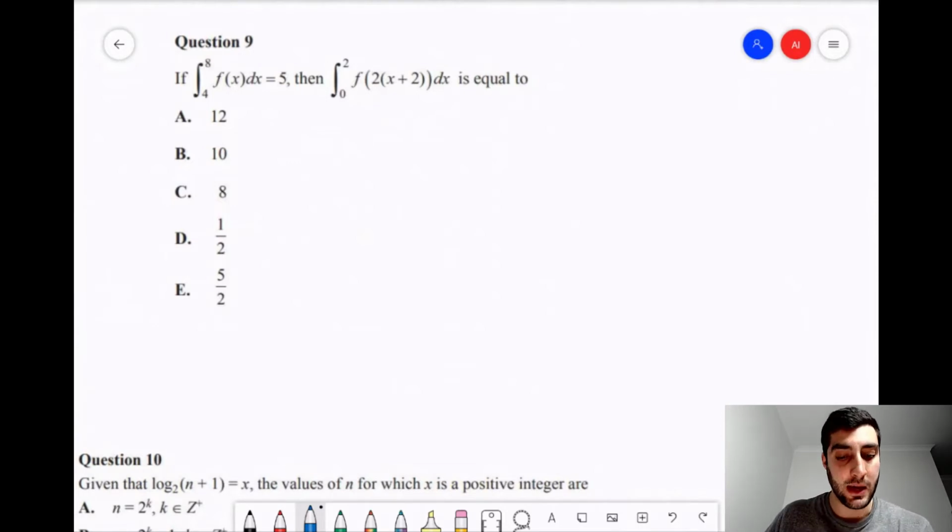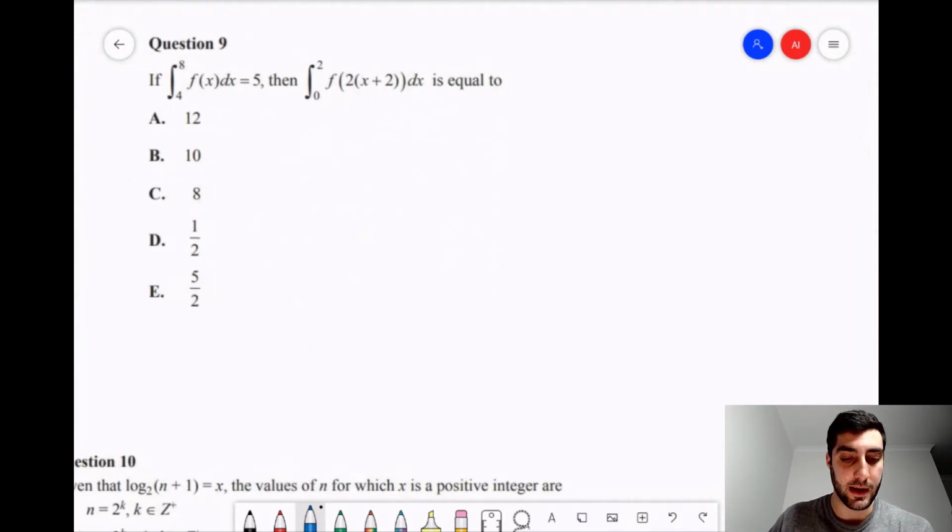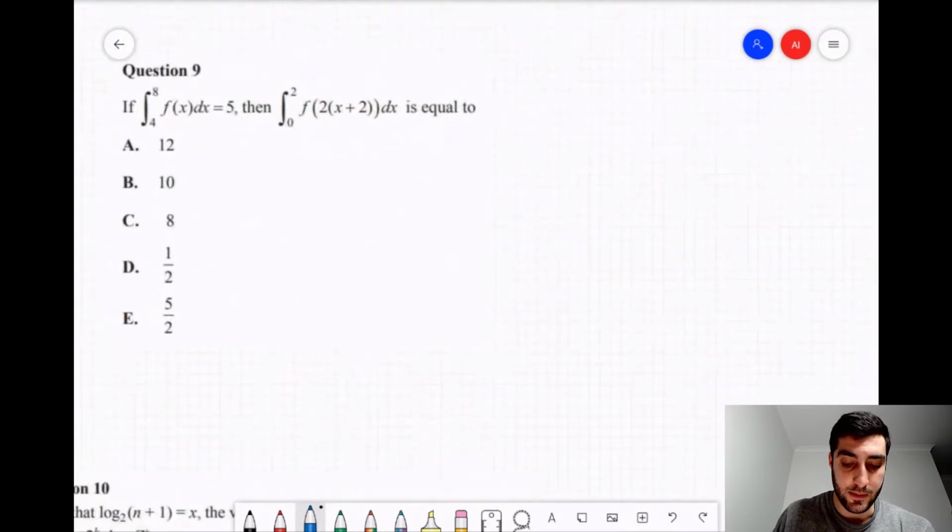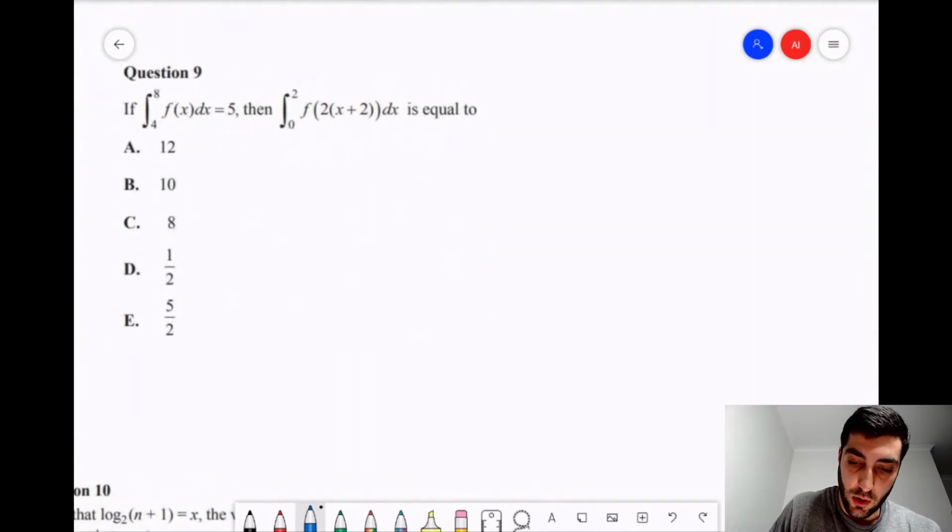So question 9 here. If the integral between 4 and 8 of f of x dx is equal to 5, then what is the integral between 0 and 2 of that same f of x that's got a couple of transformations? It says f of 2x plus 2 dx is equal to. So I like to personally take a graphical approach when answering this type of question. So let's work out this new area in terms of what we already know.